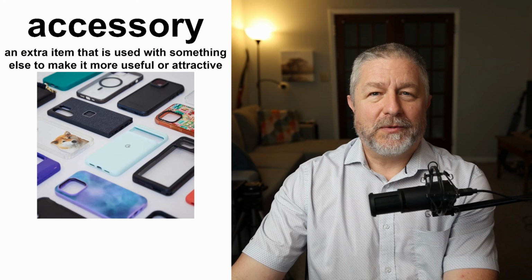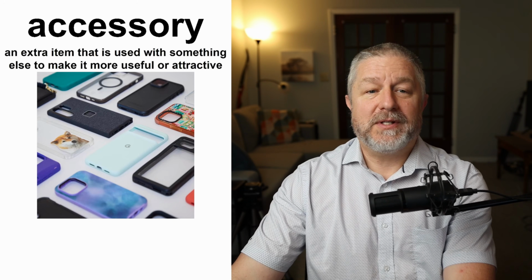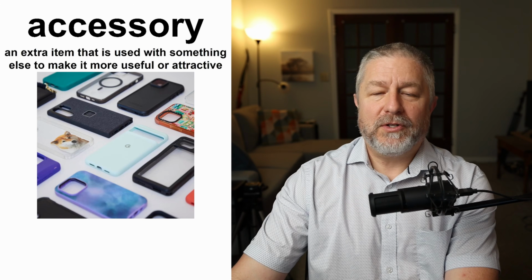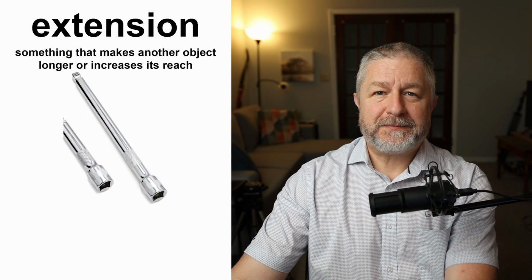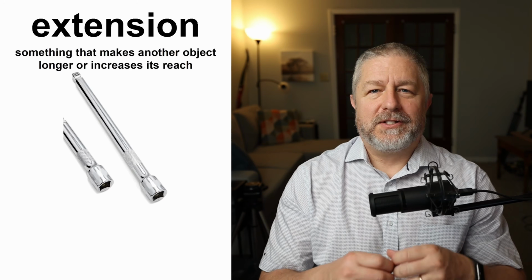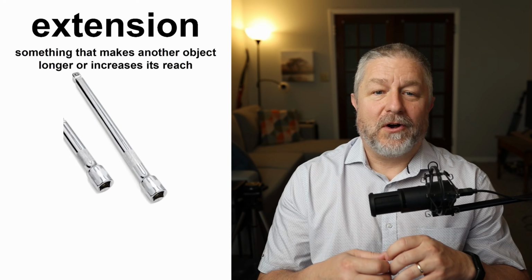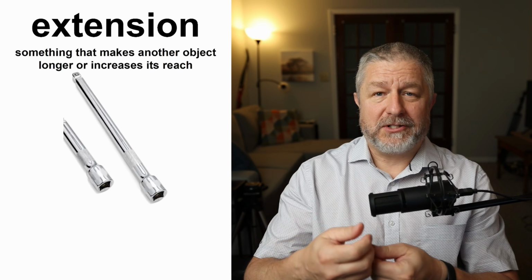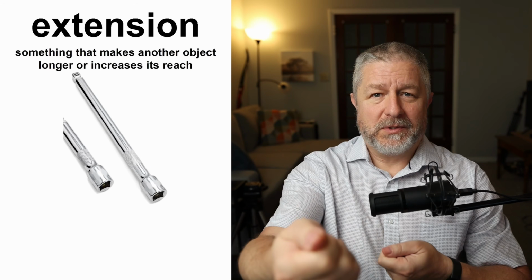We would call all of those things accessories. So an accessory is an extra item that is used with something else to make it more useful or attractive. Extension, something that makes another object longer or increases the reach. For our one vacuum cleaner, we actually have an extension to make the hose longer.